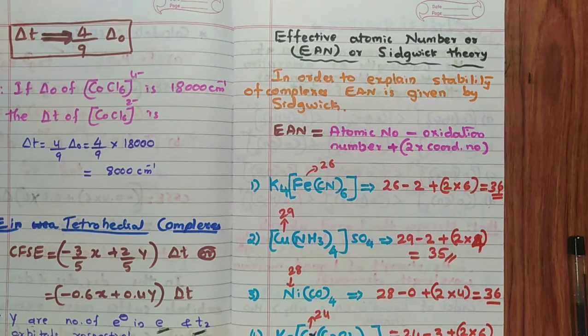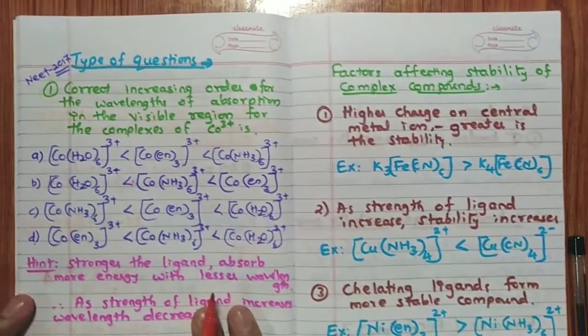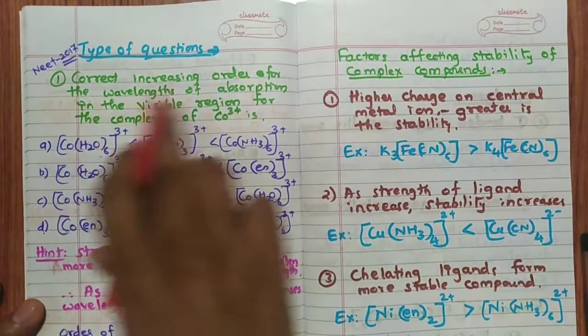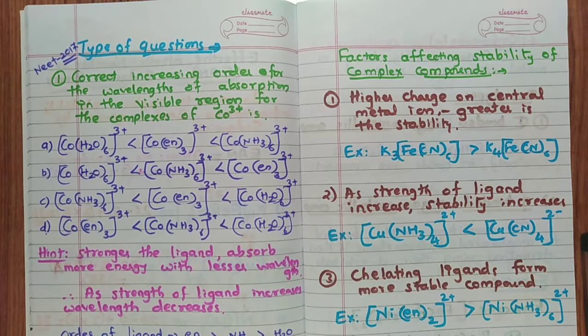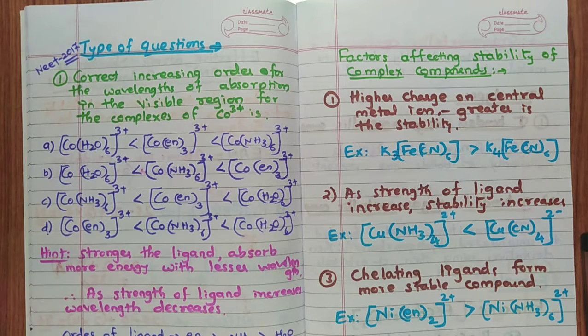So, the EAN rule. Remember, atomic number minus oxidation state plus 2 into coordination number. Next we'll move to the type of question, how they can ask. Once it was asked like this, remember: the correct increasing order of wavelengths of absorption in the visible region of the complexes of Co3+. A very important type of question I have seen so many times.